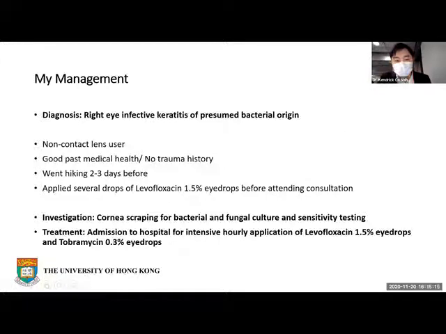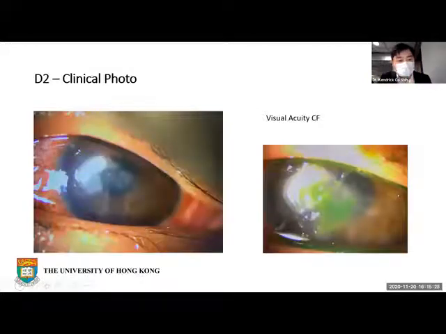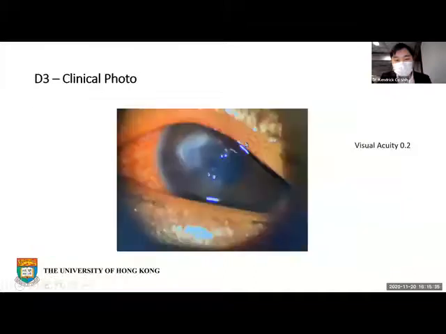So I did cornea scraping for bacterial and fungal culture and admitted the patient for intensive hourly application of levofloxacin 1.5% and tobramycin 0.3%. Now this is the second day, so I started to notice that the infiltrates appeared to be coalescing, and also the epithelial defect was shrinking. Visual acuity was count fingers, and on the third day improved to about 0.2. I thought the infiltrate size was starting to shrink as well.